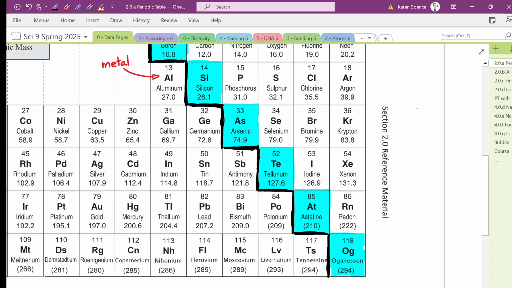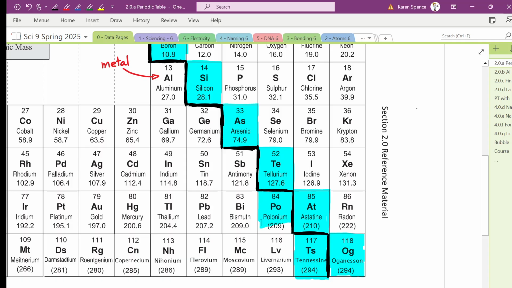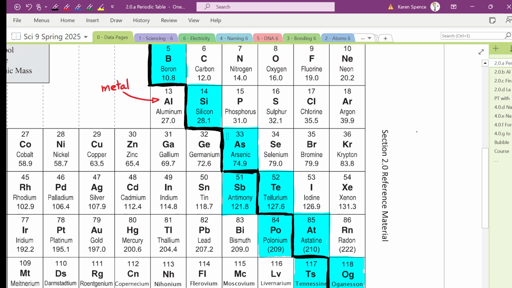We are also going to color the ones on the other side of the line. So that would be tennessine, I guess named after the state of Tennessee. Polonium. Antimony, which has a weird symbol, Sb. Germanium.